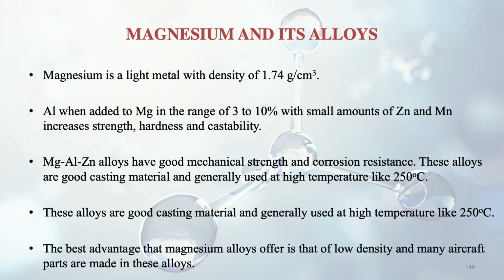Best advantage that magnesium alloys offer is that of low density, thus they are used in many aircraft parts. Now a very important thing we are going to discuss is the bearing materials. We use bearing in various places for supporting various kinds of loads, whether it be shaft or whatever use we are putting it to. So bearing is very important. We use bearings in those places.